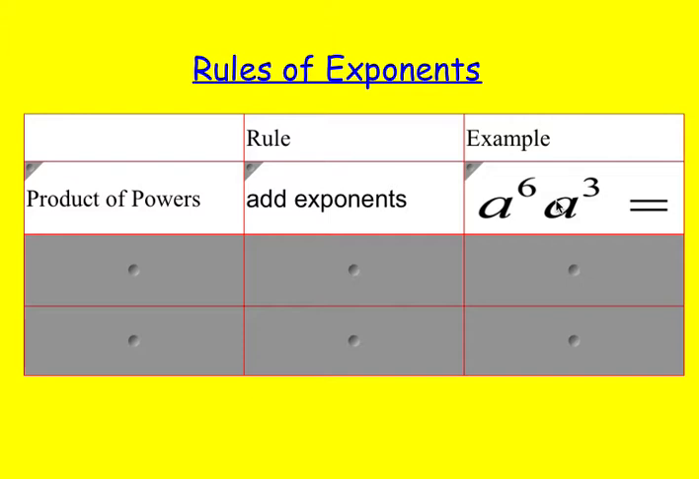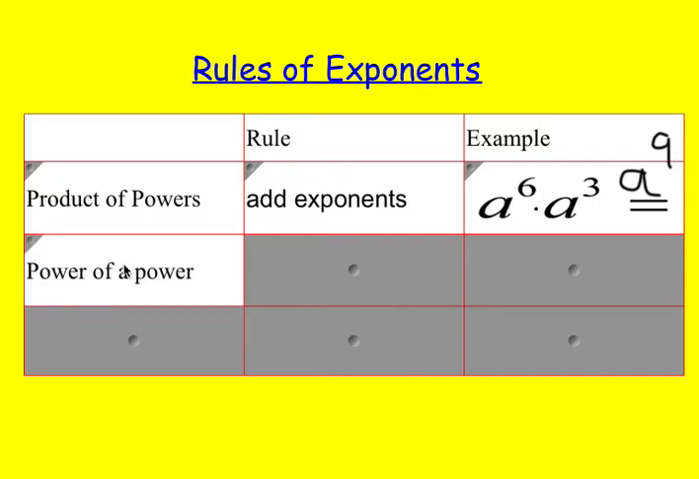If you have the same base, again, you have to have the same base, you're going to add the exponents. So when I'm multiplying a to the 6 times a to the third, I'm going to add the exponents. So it's going to stay a, and then it's going to be raised to the 9th power. So a to the 6 times a to the third is going to be a to the 9th.